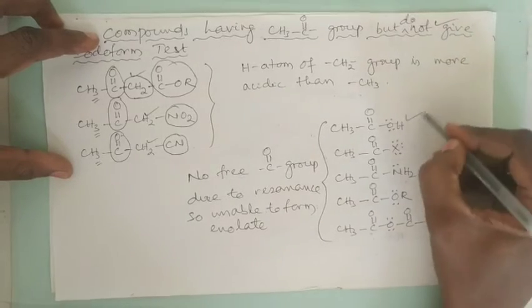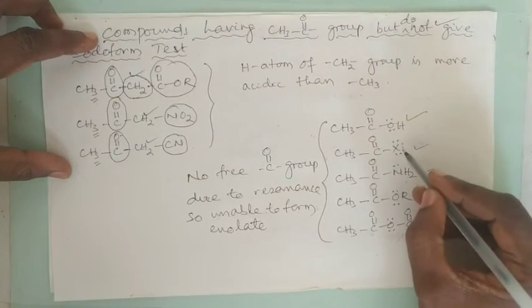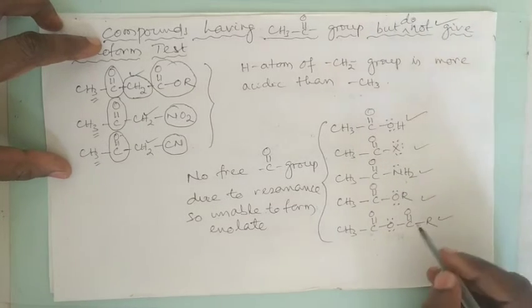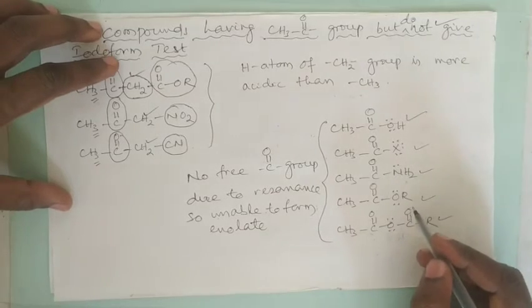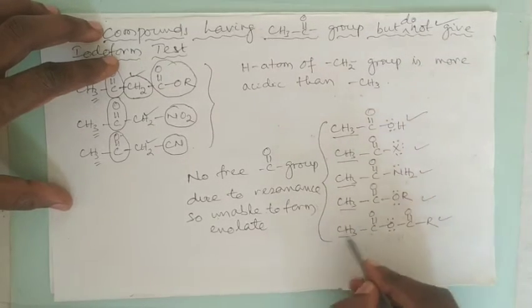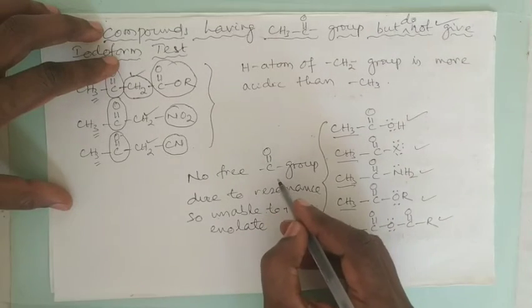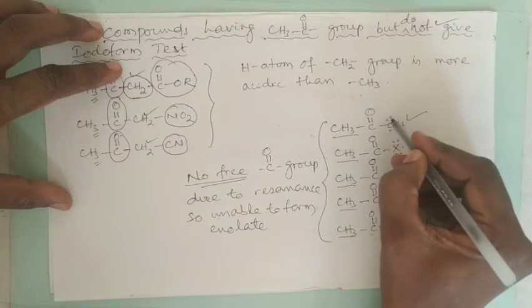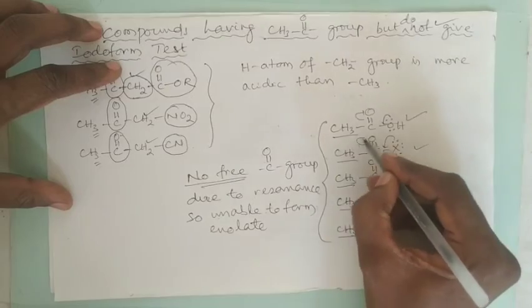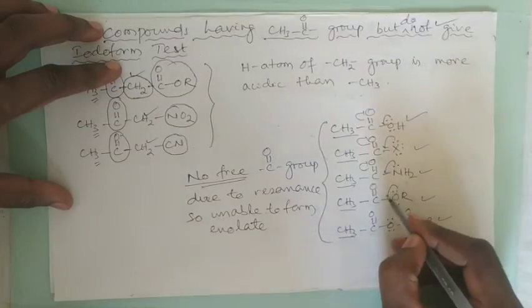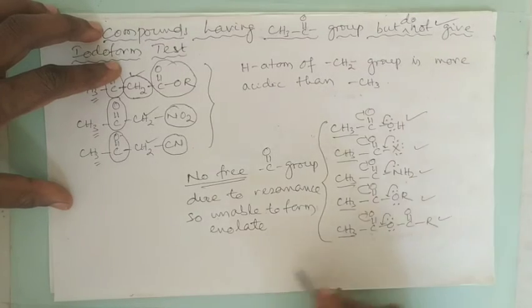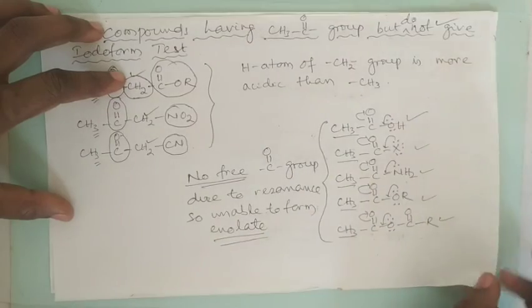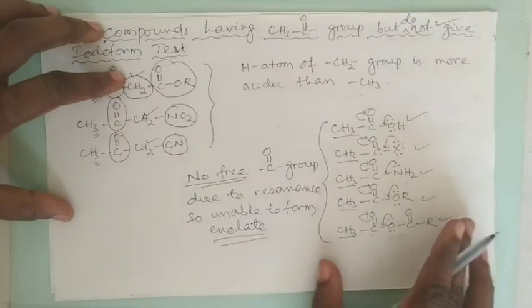Now coming to carboxylic acids and their derivatives: acid halide, amide, ester, and anhydride. In all these cases we have the CH3 part, no doubt, and the CO part is there, but the CO is not free because of resonance. Since the CO part is not free, they do not show the iodoform reaction, because they are unable to form the enolate.